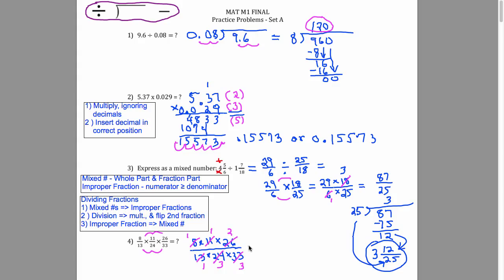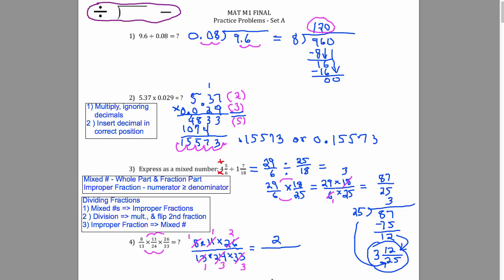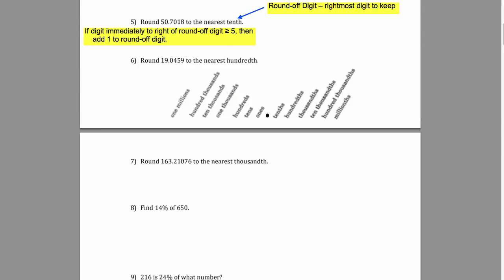So all the large numbers are gone in this case. So in the numerator, I have 1 times 1 times 2, which is 2. And in the bottom, I get 1 times 3 times 3, which is 9. So the final answer is 2/9.